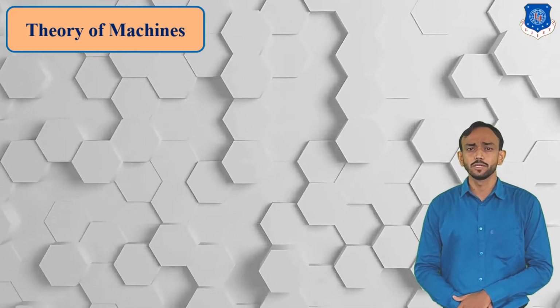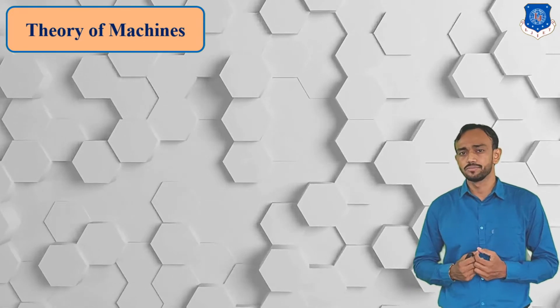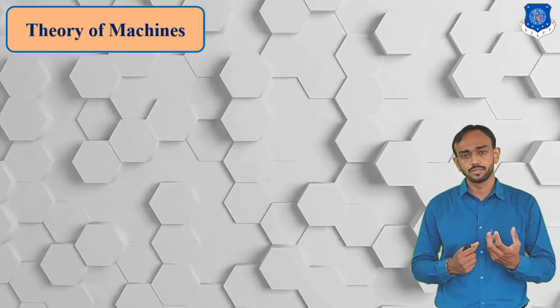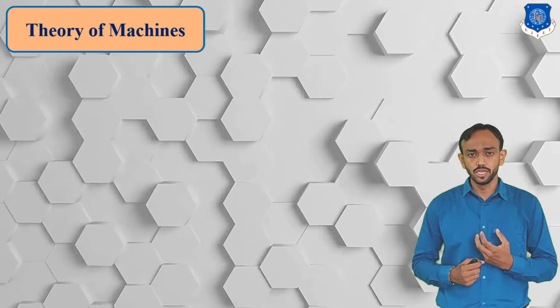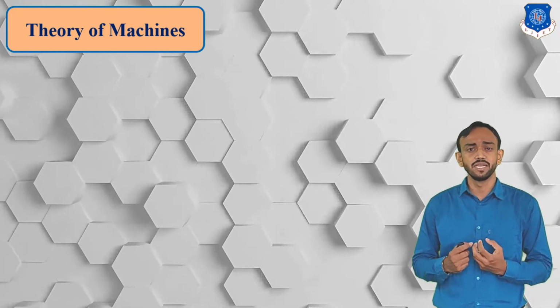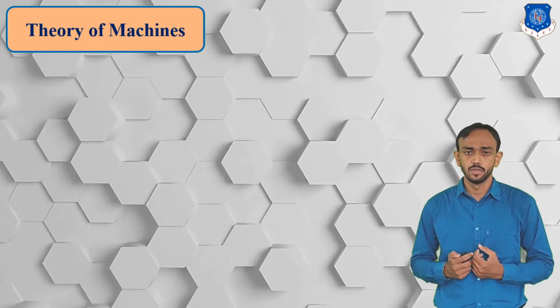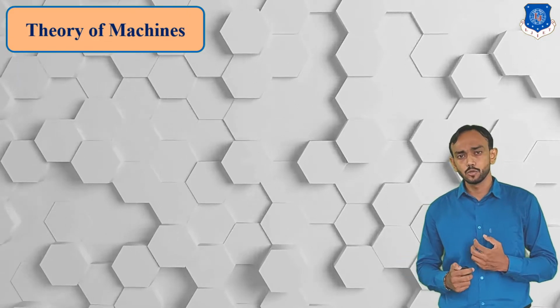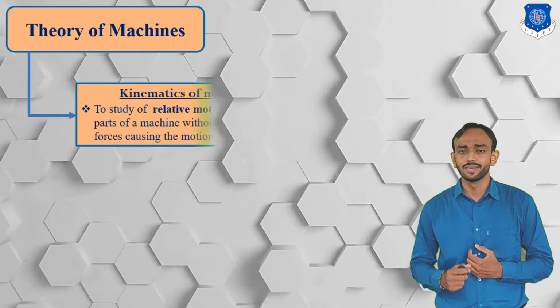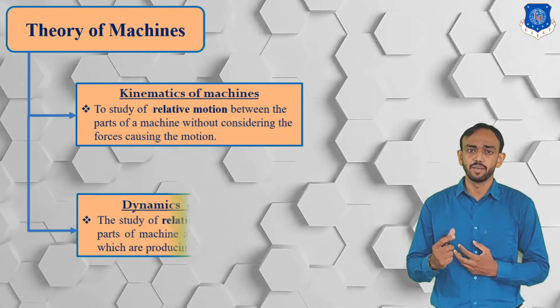So first of all, we are going to discuss the name of our subject. Our subject is a sub-branch of theory of machine. Theory of machine is a branch of science which deals with the motion and force in elements of machines. There are two subtypes: one is kinematics of machine and the second is dynamics of machine.